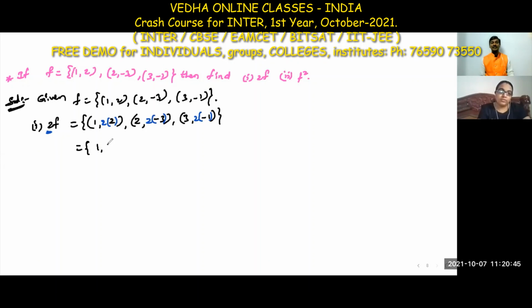Yes, sir. Now tell me the results fast. (1, 4), (2, -6) and (3, -2). Very good. This is the required solution. Next, what is the second one?